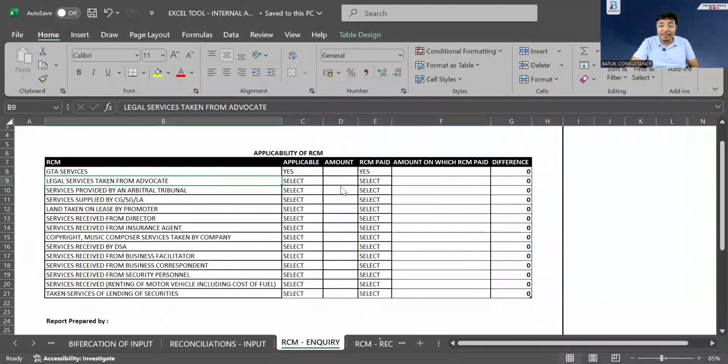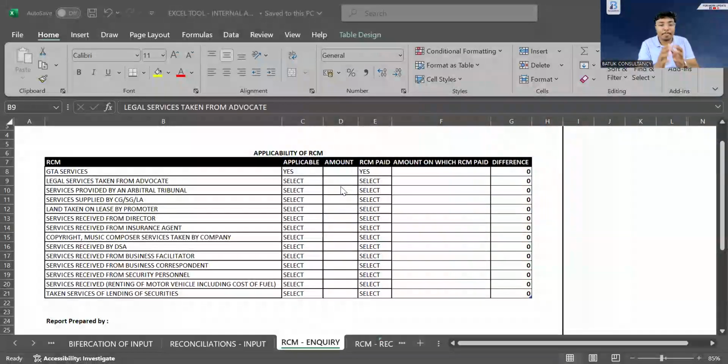And if RCM has been paid, in such a scenario, we just need to write down the amount on which the RCM has been paid.